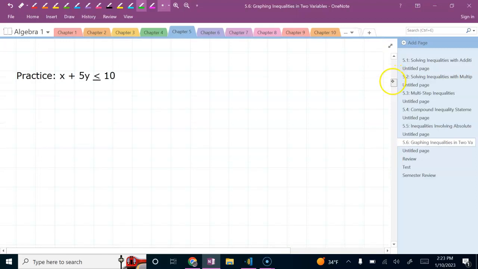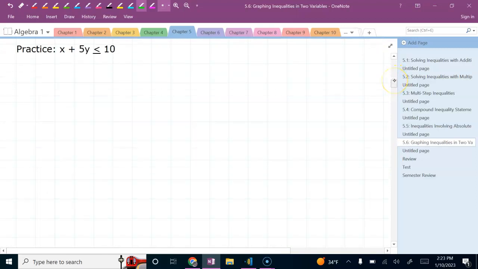So we've got a couple of practice problems here. What I want you to do is pause the video, try to do this practice problem, and then when you're ready to see how it should have worked out, go ahead and keep watching it and I'll walk through it.